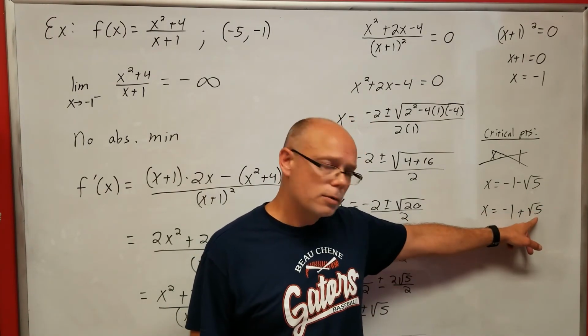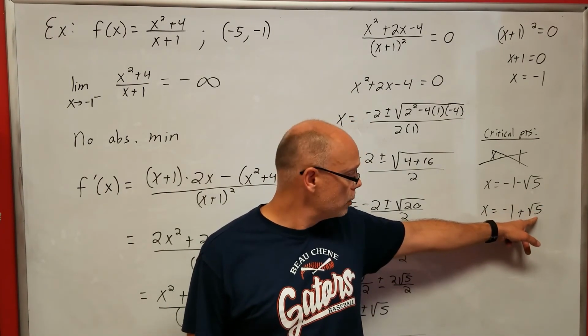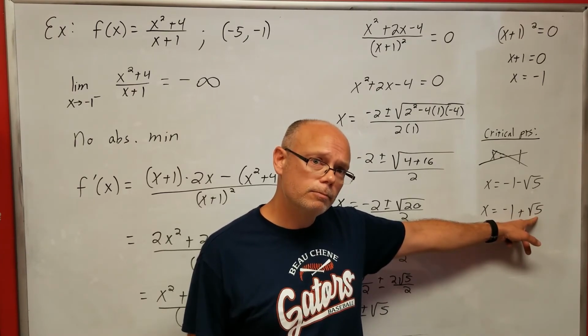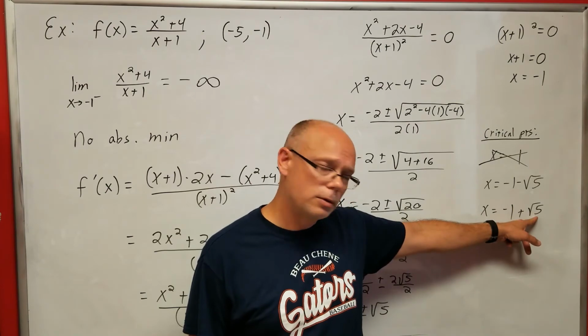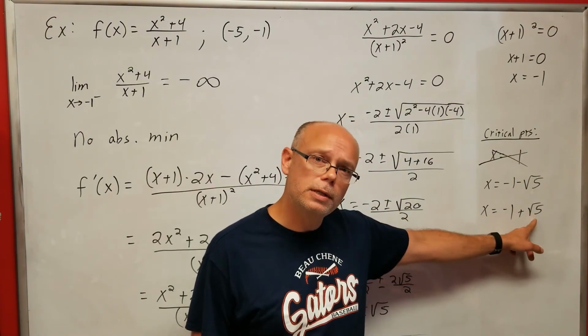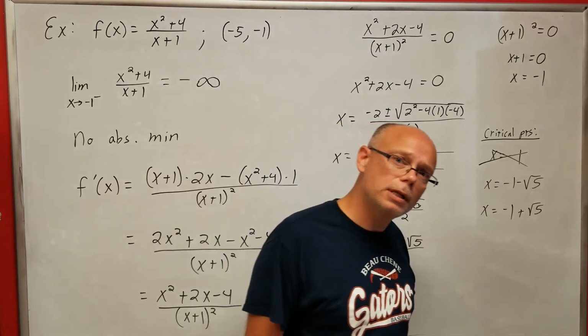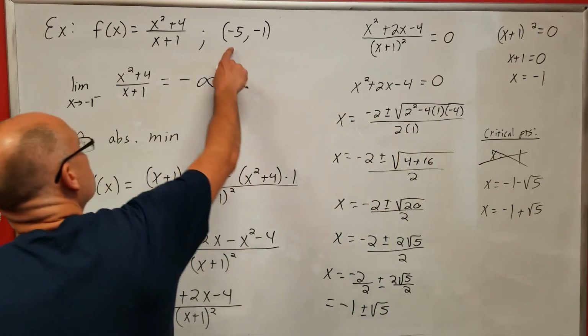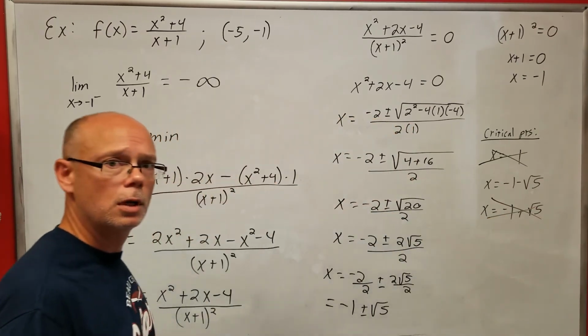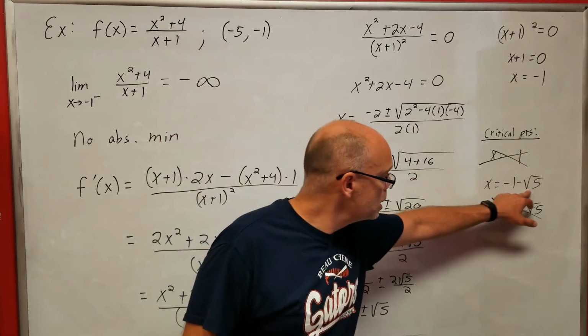Again, square root of 5 is a little larger than the square root of 4. Square root of 4 is 2, right? So square root of 5 will be 2 point something. What's negative 1 plus 2 point something? 1 point something, positive 1 point something. Does that fall in that interval? No, so we cross that one out as well. So my only critical point is this one right here.